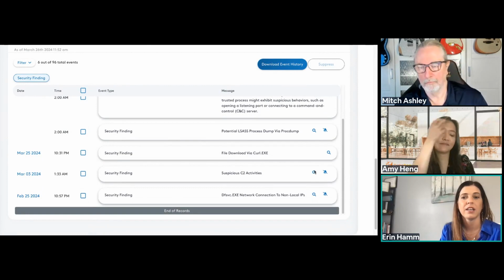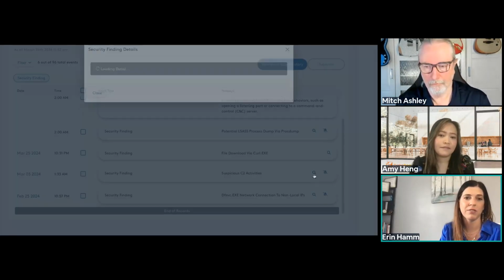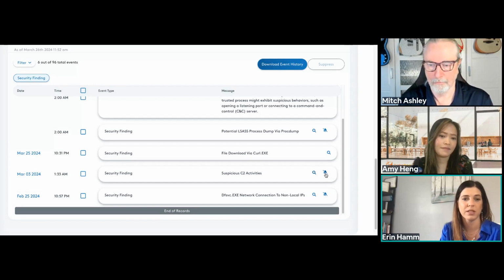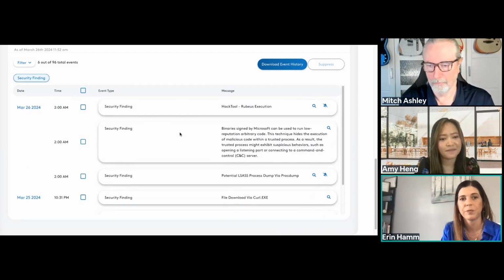And then again, each one of these, wherever there's a magnifying glass, you're able to dig in and find out more details. You can also suppress this. So maybe you've looked at an event and you find that it's no longer relevant. You can click suppress that event, and that's going to go to our 3rd stage of the security tool.